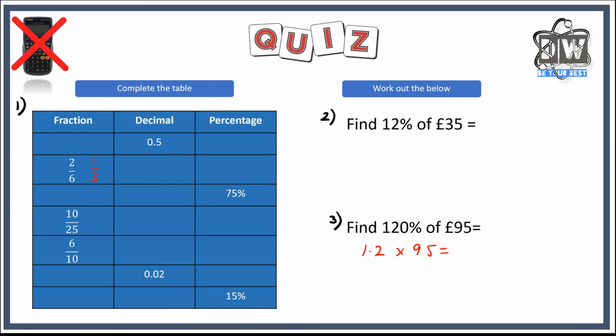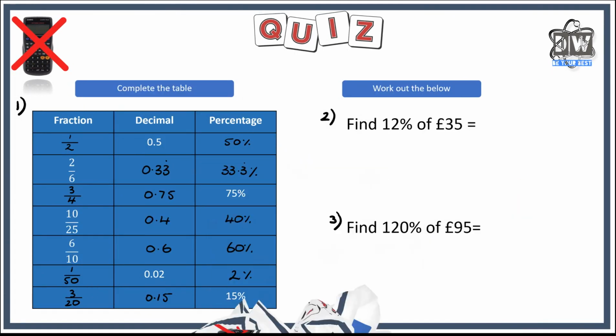Okay, so let's go through the answers now. I can't remember how I've done this. It's been a while since I created this PowerPoint. Here we go. So for our fraction, we've got 50% or 0.5 and a half, don't we? Now this one was 0.33 recurring and 33.3%. 75% here, we've got 0.75 or 3/4 because we would have started with 75 over 100. On this one, we've got our 40% or our 0.4, and that's 10 over 25. Going through, I'm sure you can work out all the rest of them.